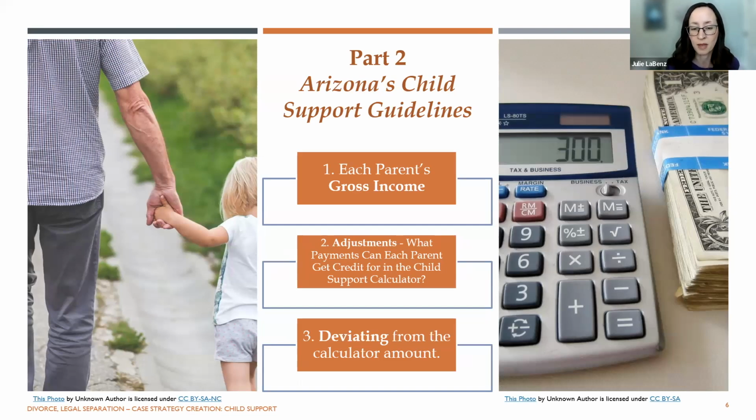So if the calculator amount comes out to, for example, $100 a month, and you want to either reduce it to 50 or increase it to 150 per month, for example, that would be called a deviation. So we'll talk about how to deviate up or down from the calculator amount.